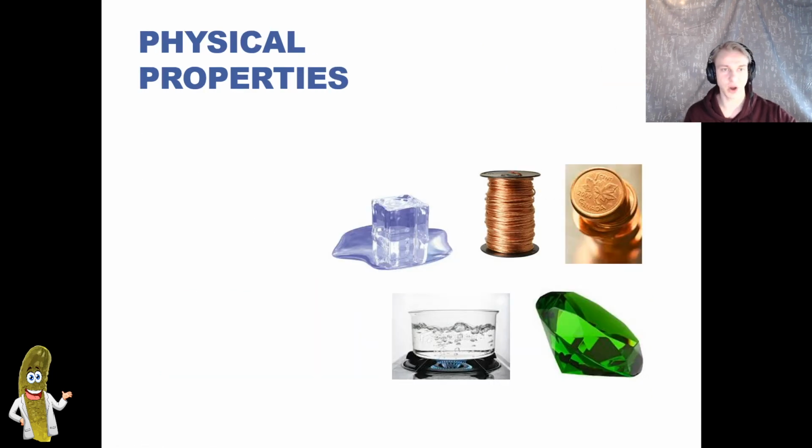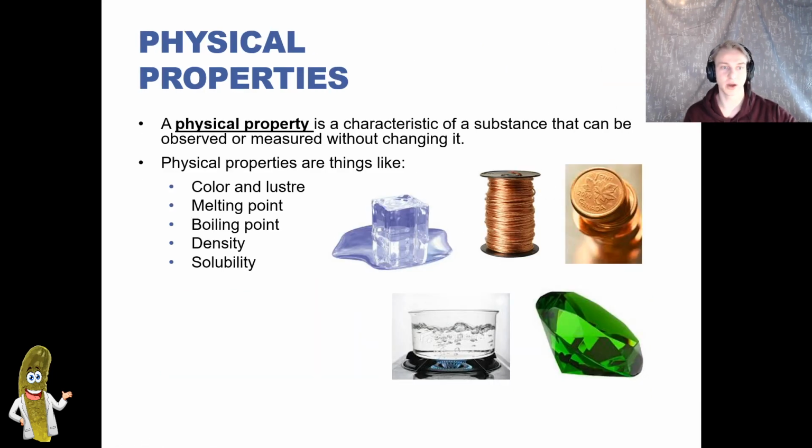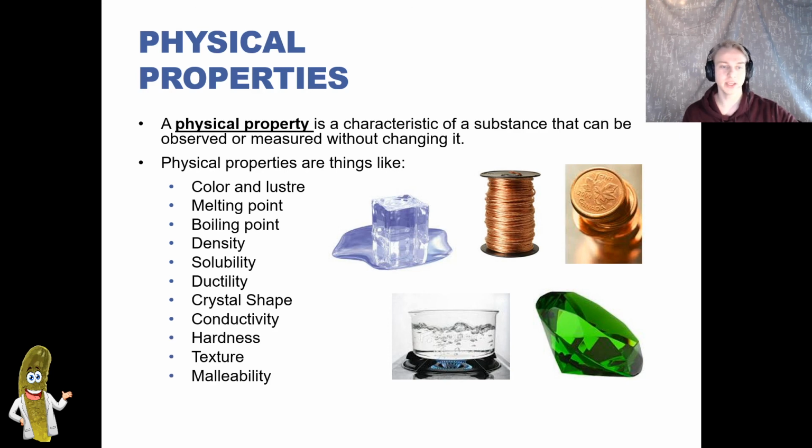So those are the different physical properties of water. Physical properties include all of these different things. It is a characteristic of a substance that can be observed or measured without changing it.